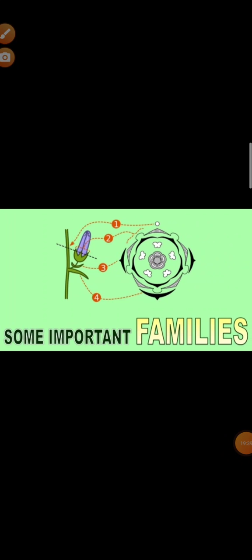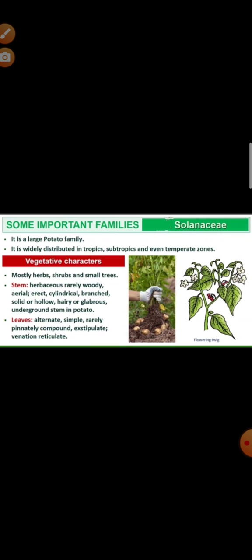Some important families we need to discuss now. Although this time you have any one, either Solanaceae or Liliaceae, we will discuss these two families. Solanaceae: the kingdom will be Plantae, division Angiospermae, class will be Dicotyledonae, and family will be Solanaceae, of course. Now, what is the habit of this Solanaceae family? The plants will be generally herbs or shrubs with normal taproot system.